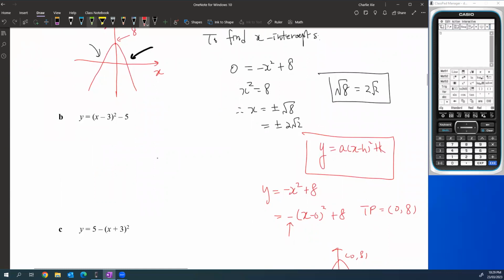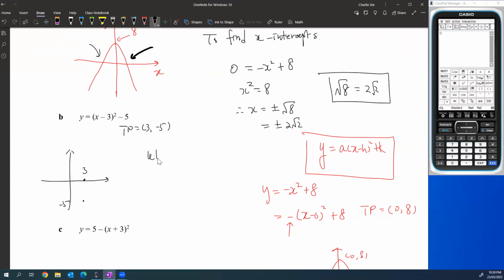We have the experience of doing part A, so part B will be very, very similar. You find your turning point at (3, negative 5). Let's find your turning point. It's right here, (3, negative 5). Now the dilation factor is positive, so it's a happy face, something like this in this direction. So let's find your x and y intercepts.